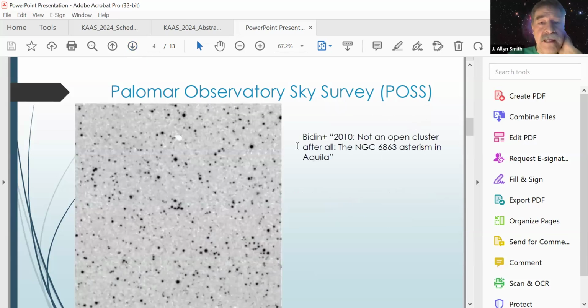This is a typical plate. Bidin et al. in 2010 showed this is not an open cluster after all, this paper, but this is what the typical plates look like. And you see the star images, you see defects from something on the emulsion that wasn't exposed properly.